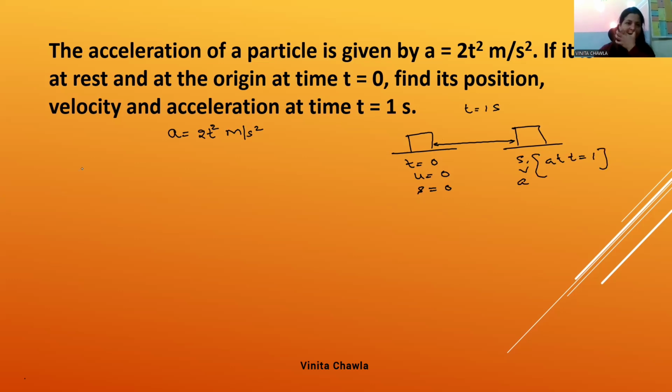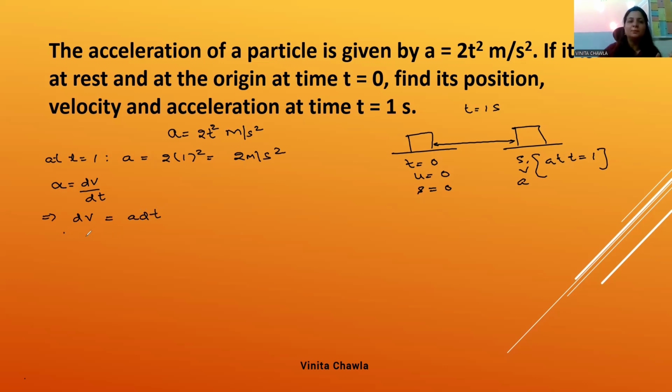Okay, so for acceleration, it's easy. It is given 2t square meter per second square, right? So at t equals 1, for acceleration, it's 2 into 1 square. Okay, so acceleration is 2 meter per second square. Easy. Now for velocity, we know the relation: A is equal to dv by dt. So this implies we can write dv as a dt. Okay, now we'll integrate this.